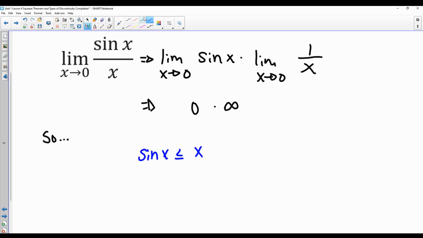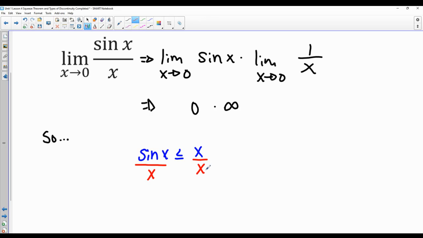Okay, so here's where we start to manipulate algebraically. Our goal is to get sine of x over x. In order to do that, we need to take a moment and divide both sides by x.